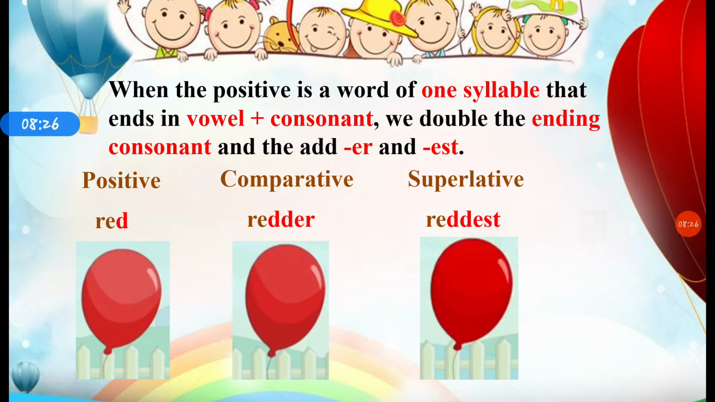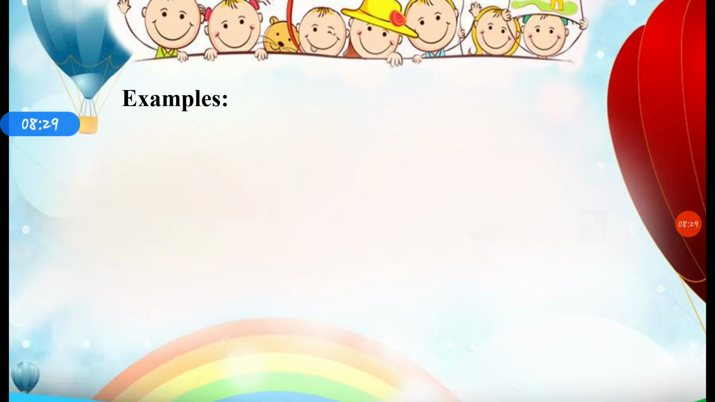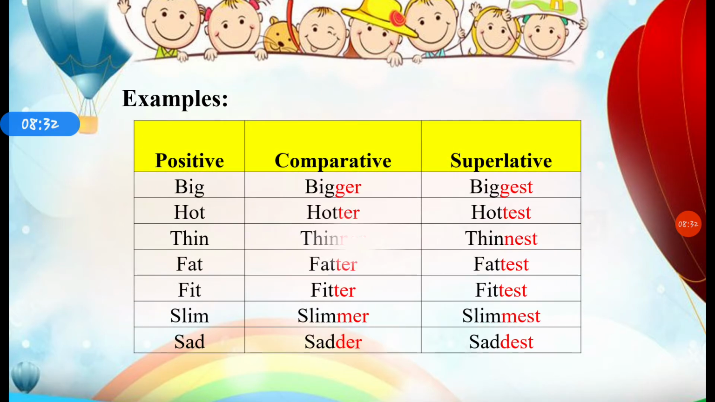It becomes reddest. Here are some more examples based on this rule: big, bigger, biggest; hot, hotter, hottest; thin, thinner, thinnest; fat, fatter, fattest; fit, fitter, and fittest; slim, slimmer, and slimmest; sad, sadder, and saddest. All the positive words end with vowel plus consonant. So in every comparative degree we double the consonant and add ER, and in superlative we add EST.